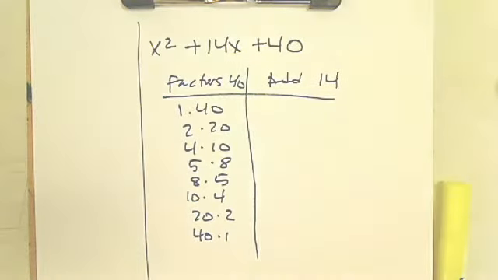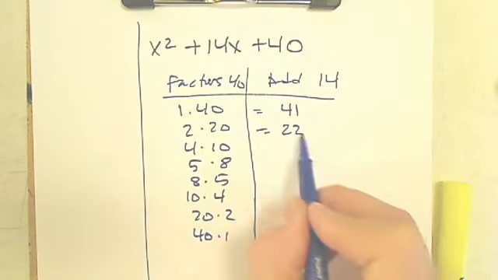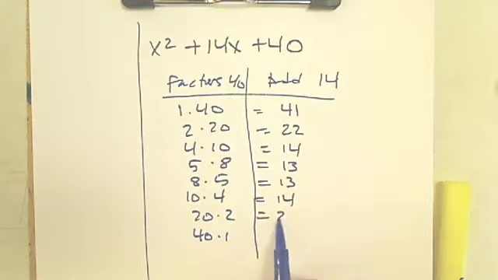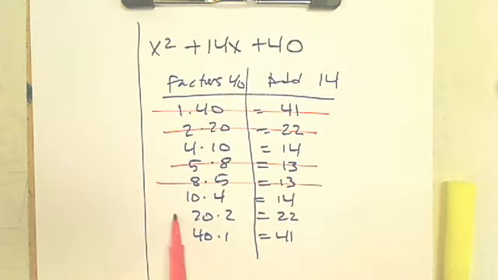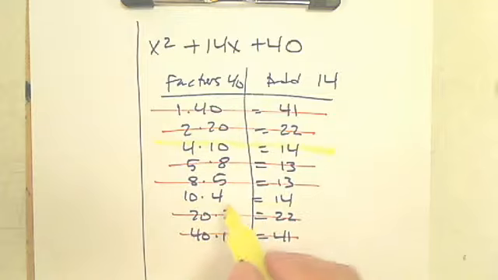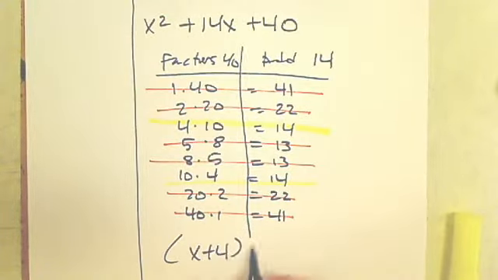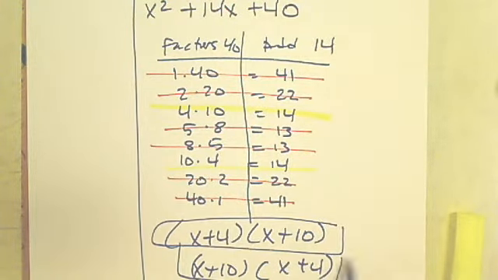Now, the reason why I'm listing all of them out is because when the signs change, it will make a big difference. This adds up to be 41, 22, 14, 13, 13, 14, 22, 41. Now, which ones do I need? Not this one, not this one, not this one, not this one, not this one, not this one. So I can either use this or this. So I can either have x plus 4, x plus 10, or x plus 10, x plus 4. It does not matter.